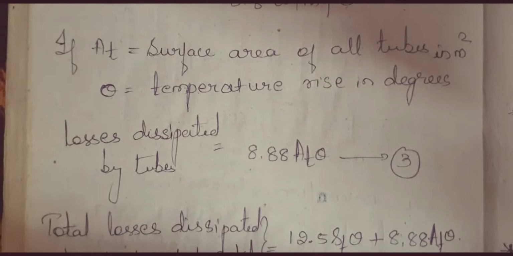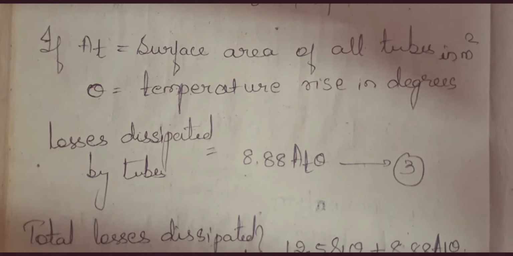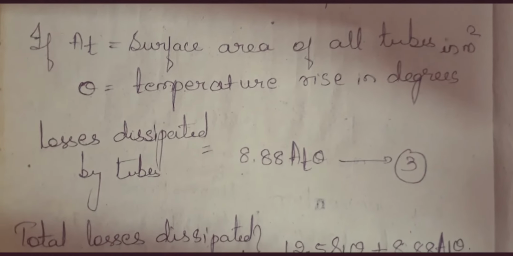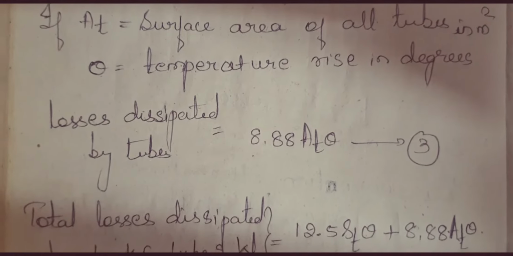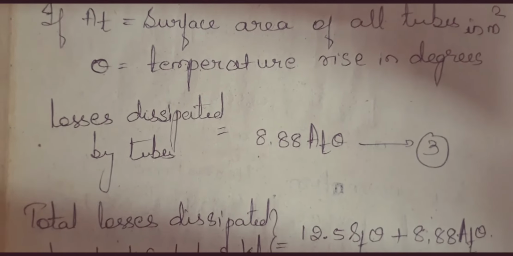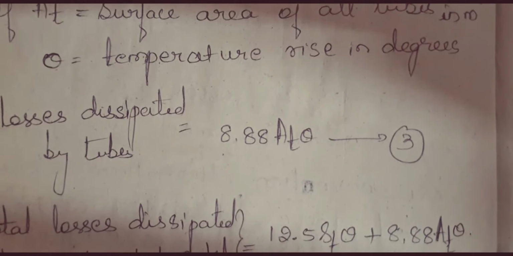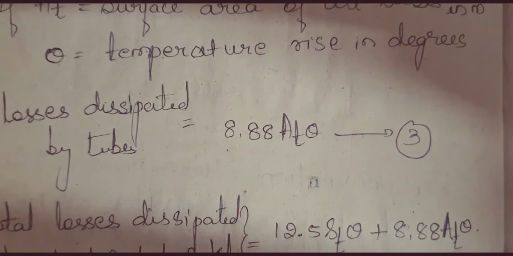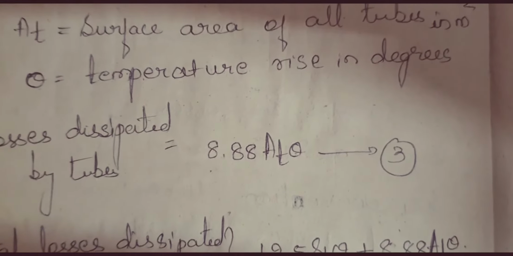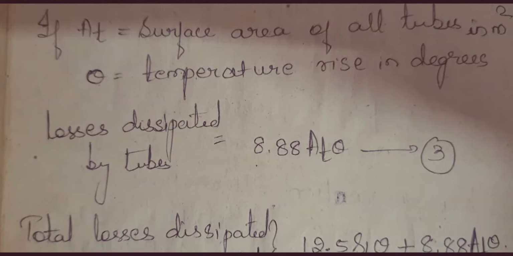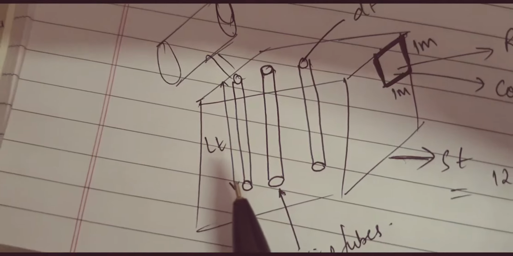Let us continue. Let us assume that AT is the total surface area of all cooling tubes in meter square, and theta is temperature rise in degrees. Therefore, the total losses dissipated by cooling tubes is given as 8.8 AT into theta. Call this as equation number 3. Let us understand how we got this 8.8 AT into theta.